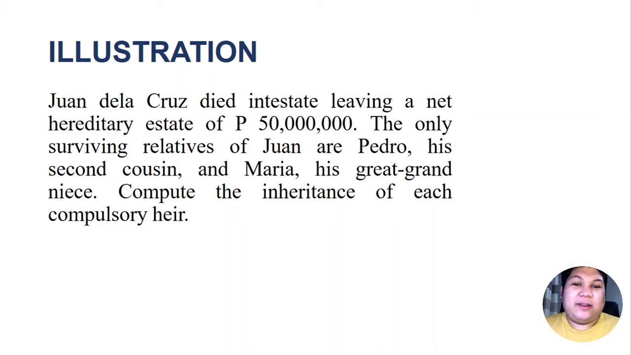So are Pedro and Maria relatives to Juan within fifth degree of consanguinity? Because if neither of them, or if both of them, are beyond fifth degree of consanguinity, therefore Juan's estate will go to the state or the government. Okay, so let us now introduce the degree of consanguinity.